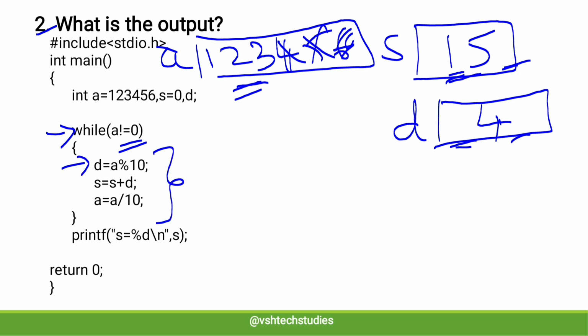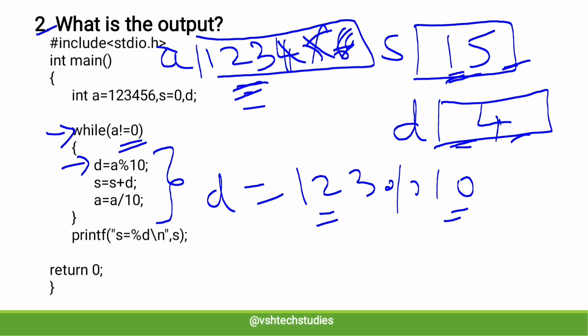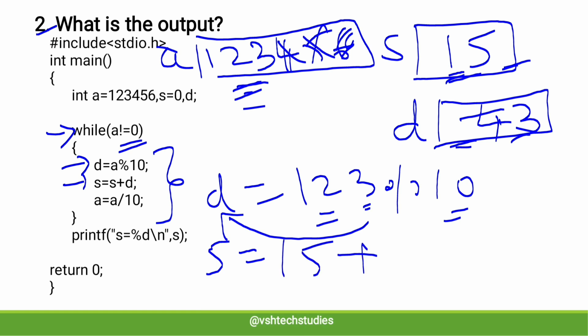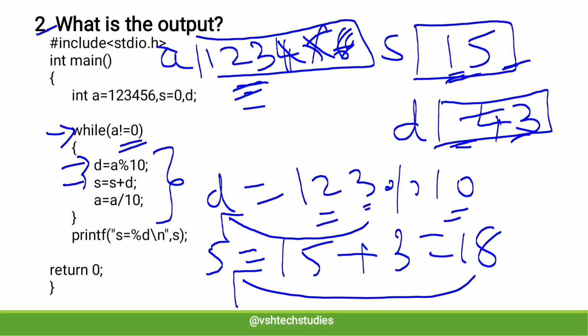In that, the first instruction, D equal to A mod 10. So A is 123 mod 10. After dividing this by 10, the remainder is 3, that must be assigned to D. So D, instead of 4, is now made 3. Second instruction, S equal to S plus D. S is 15, D is 3. So 18 is saved in S. So S is made 18.